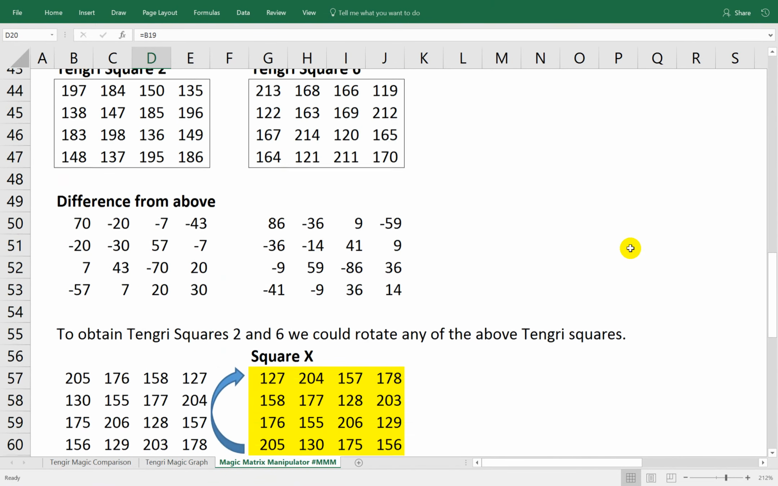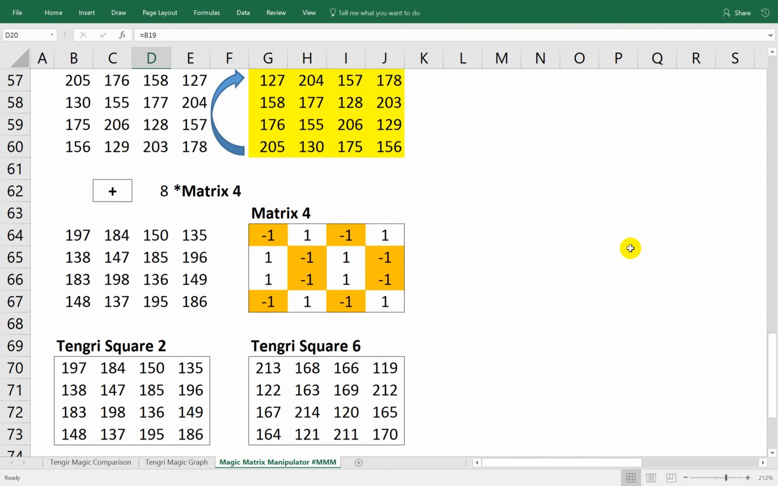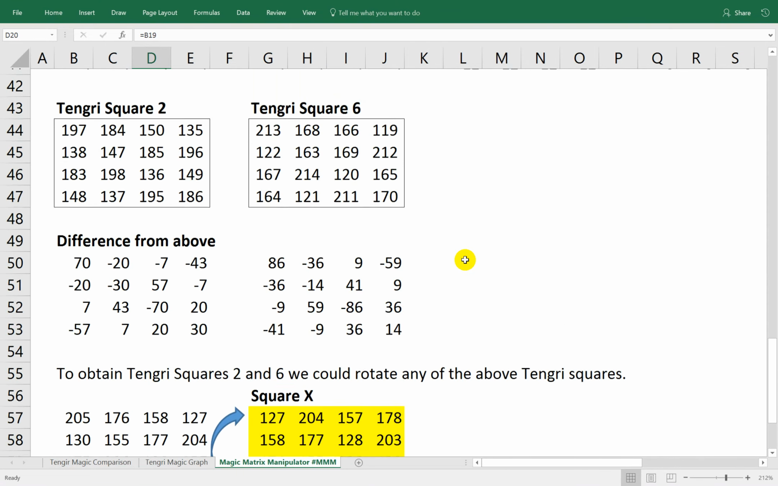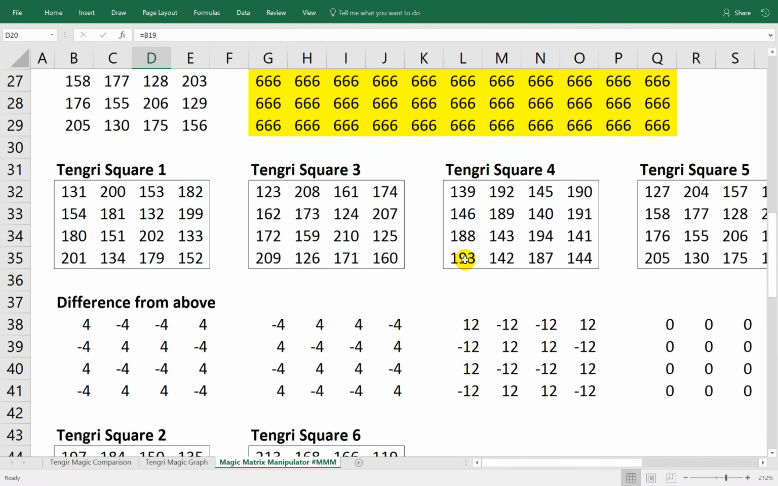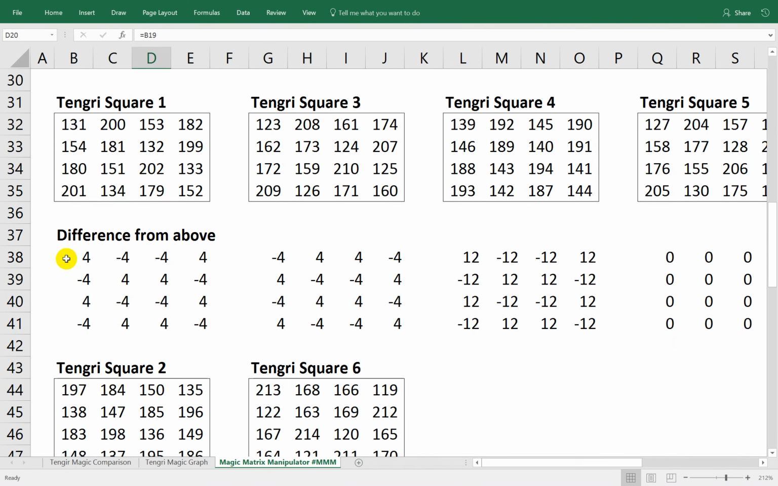And then again, we can just rotate it and then apply the same thing, 8 times matrix 4. And then we get our Tengri square 2. And we can do the exact same thing for Tengri square 6. We can get Tengri square 1, 3, 4, etc. And you can see the pattern here.